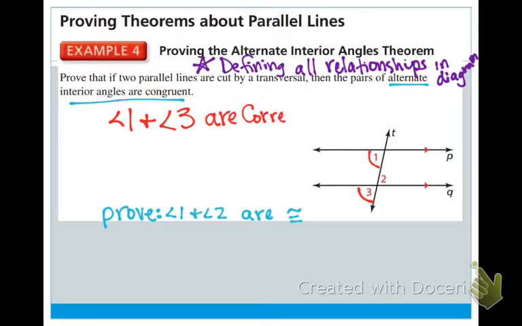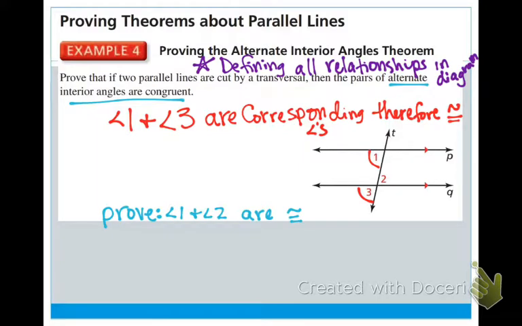You're actually going to write both. So they're corresponding. You can use the angle symbol. That's what I use. They're corresponding, therefore congruent. And I'm also going to use the congruent symbol. Okay, so angle 1 and 3 are corresponding, therefore they are congruent. That's the first relationship I can name.